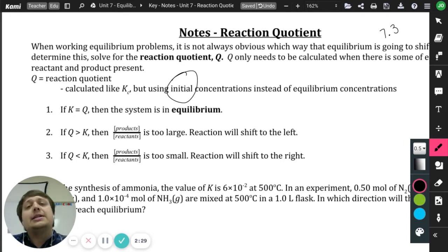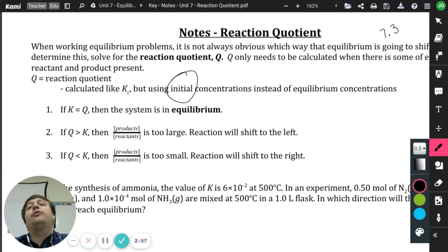So what I can tell is that if I've got a K equal to my Q, sorry, let's flip that. So let's say I've got a Q equal to K. What that tells me is that my system has reached equilibrium. So it's not going to favor the products or the reactants. We're going to have that consistent flow in both directions, but they're going to basically be maintaining the same rate, okay?